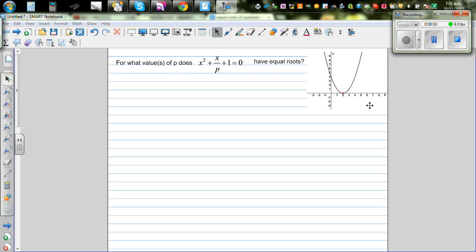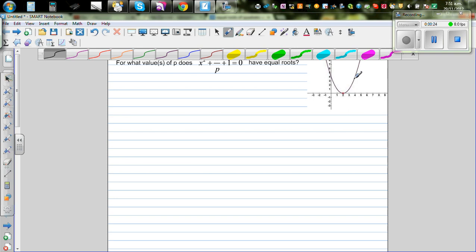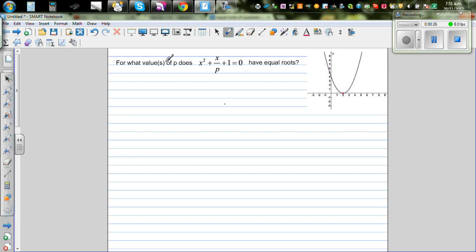For what value or values of p does the equation x squared plus x over p plus 1 equal to 0 have equal roots? Now this is an image that I have googled. This is a quadratic equation, and we know that a quadratic equation becomes a parabola. So this parabola has got only one root. That means it is intersecting the x-axis at only one point, which is 2.